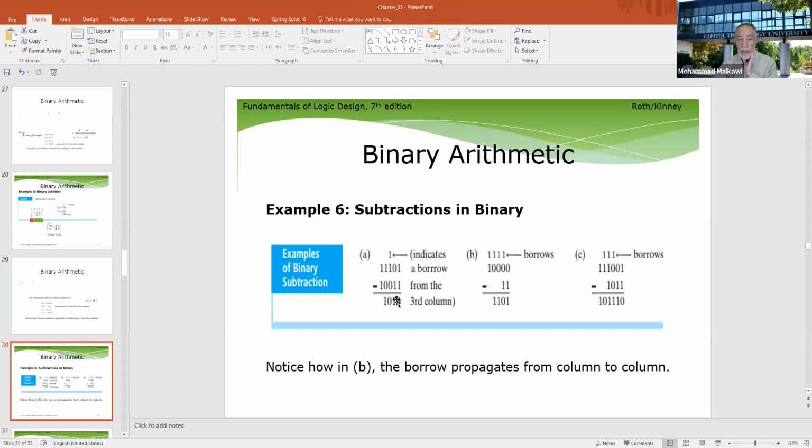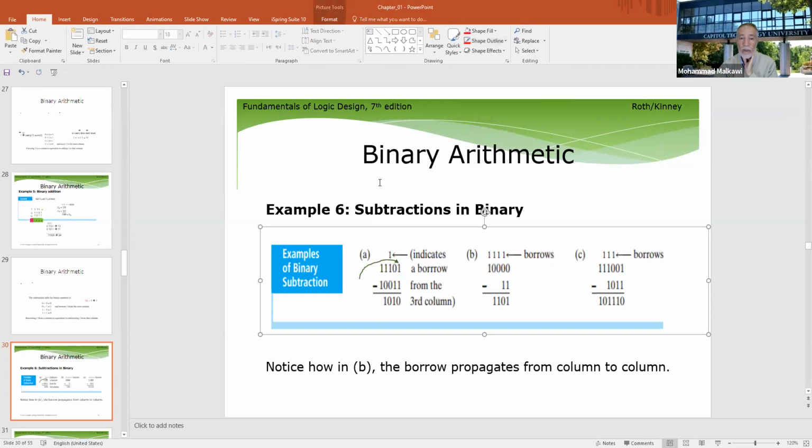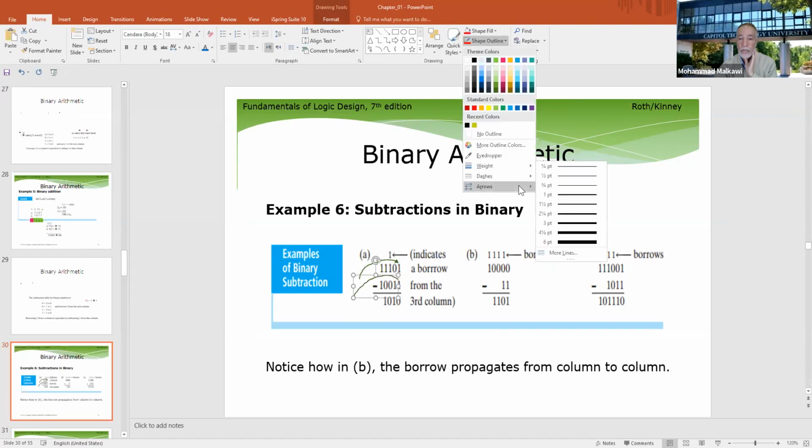How do we do the subtraction? We take the first one here, this one right here, minus this one, and then we will do the rest the same.